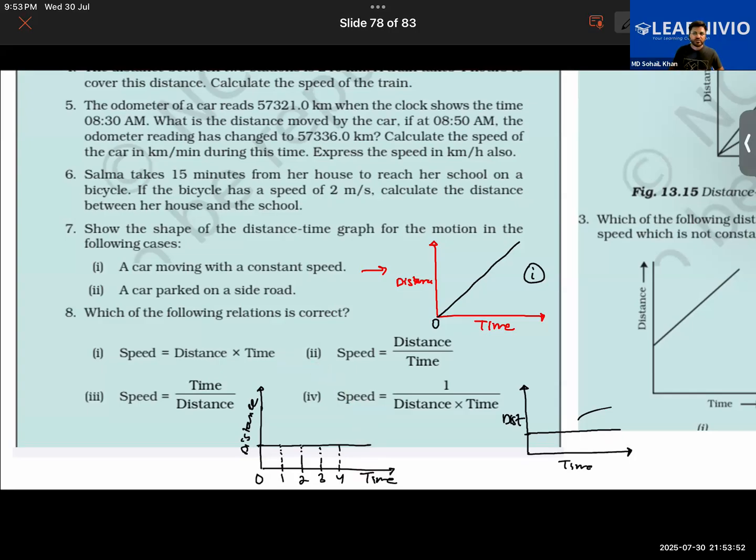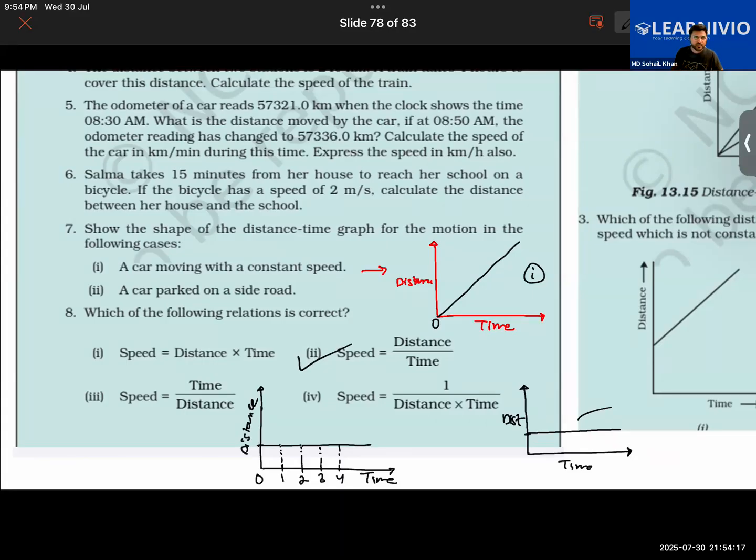Okay, look at question number 8 now. Which of the following relations is correct? You have answered it. What's the answer? Sir, option 2. Halima also gave the answer option 2. Very good. So speed equals distance upon time.